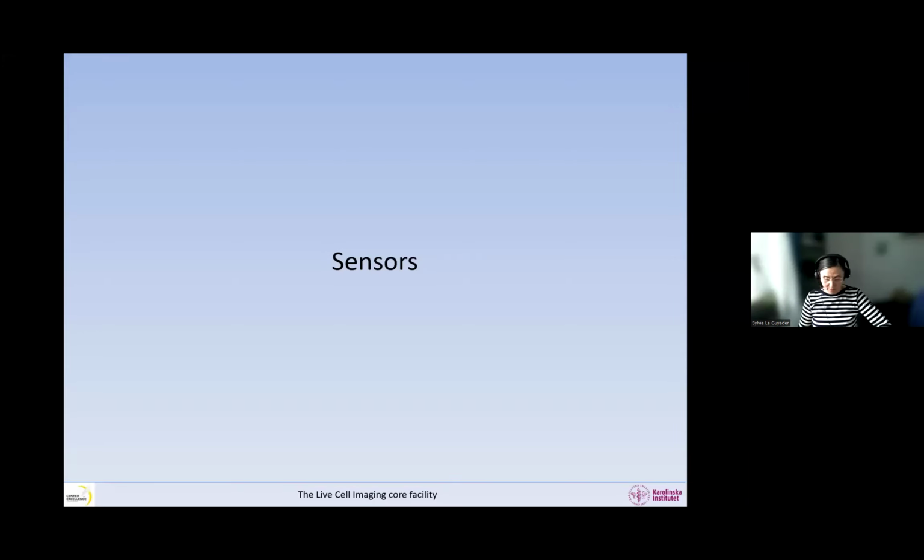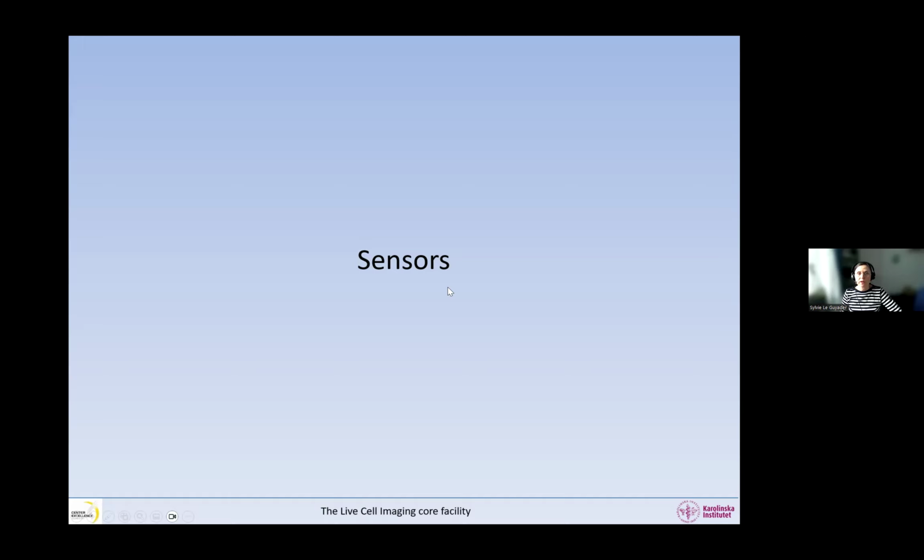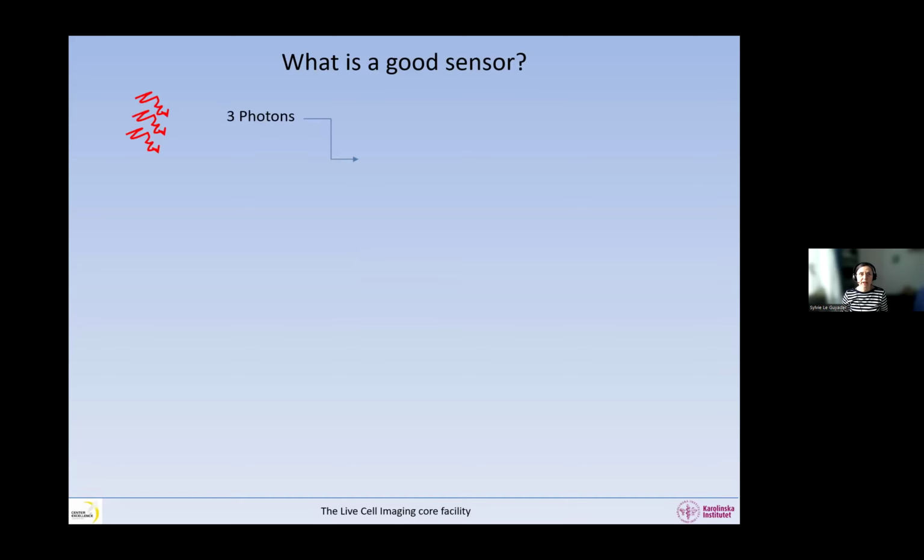About when we think about the sensors themselves. I want to remind you that in this course, what I call a sensor is everything that detects light. So it could be eyes, it could be cameras, it could be detectors in single point confocals. I'm not going to talk about eyes right now. I'm going to talk about the other two. So what is a good sensor?